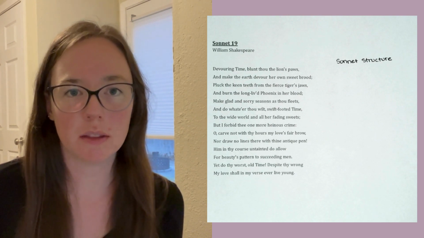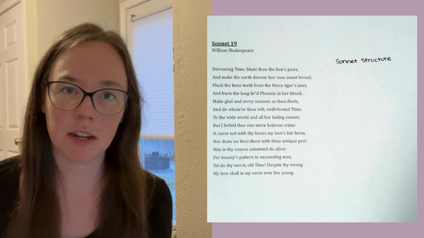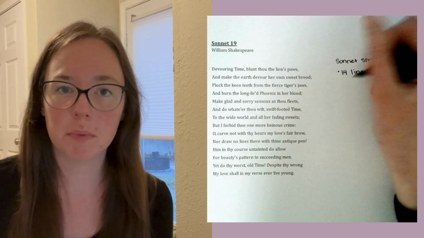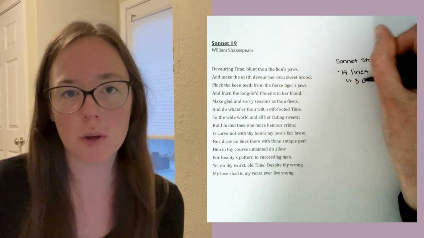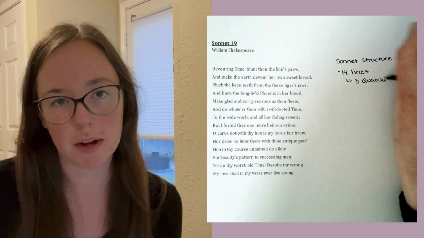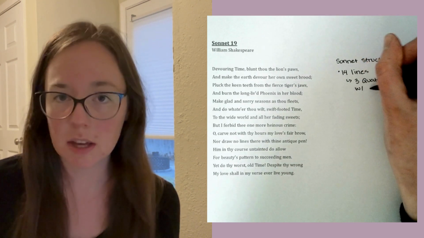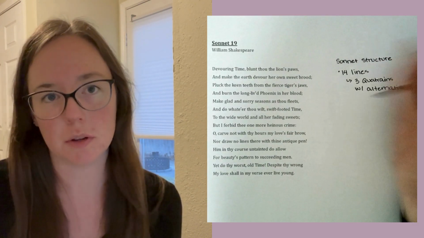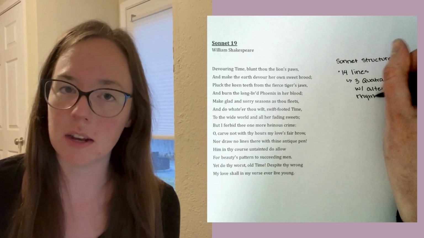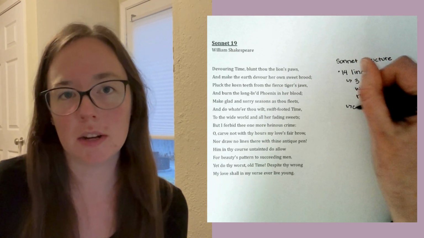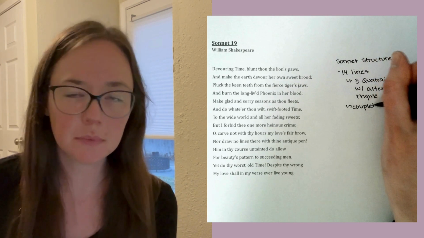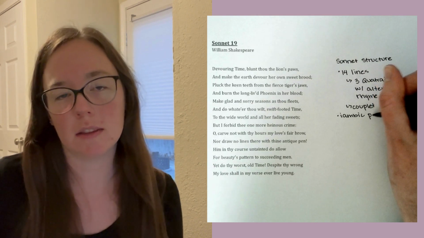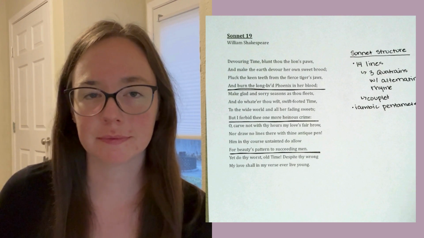Before we dive into the literal and thematic meanings of Sonnet 19, I want to first talk to you about Shakespearean sonnet structure. Shakespearean sonnets are composed of 14 lines, broken into 3 quatrains with an alternating rhyme pattern, A, B, A, B, C, D, C, D, E, F, E, F, and it ends with a couplet, which is 2 lines with the same ending rhyme. So G, G. All the lines in a Shakespearean sonnet are written in iambic pentameter, but we're going to focus more on the construction of the quatrains and the couplet and the rhyming pattern in today's video.